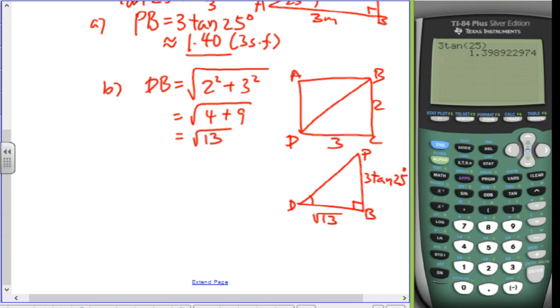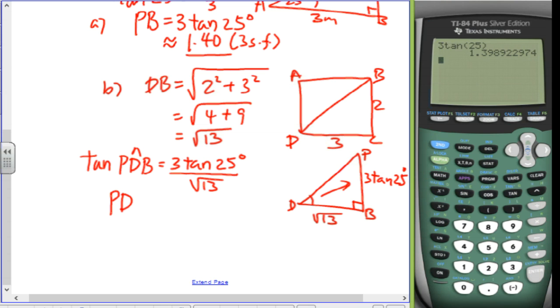So what we have is the opposite and the adjacent, so we can use tangent. Tangent of PDB in this case is 3 tangent 25 degrees divided by the square root of 13, or PDB is equal to the arctangent, the inverse of tangent, of 3 tangent 25 degrees over the square root of 13. So now I will use my calculator.